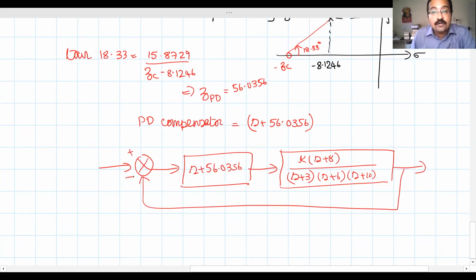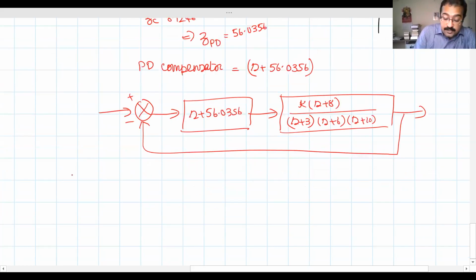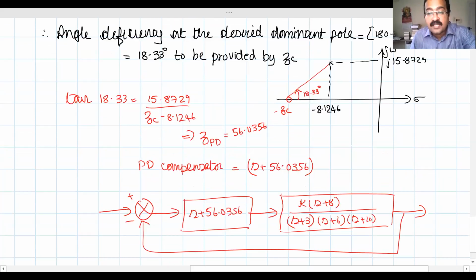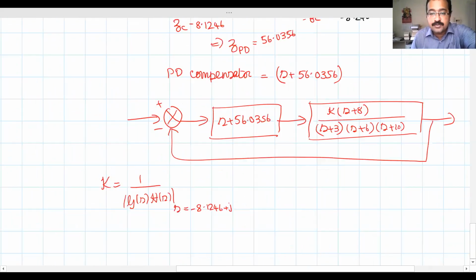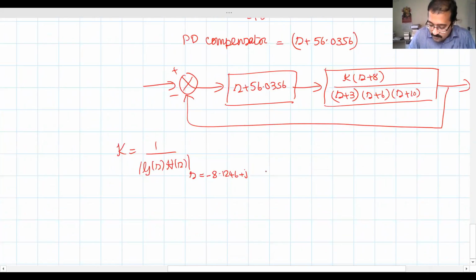So what's the unknown value here? The K. Again, we have to find the K value, using the magnitude condition. K is nothing but 1 divided by the magnitude of G(s)H(s) at the desired dominant pole, minus 8.1246 plus j 15.8729. If you substitute that, you will get K as 5.329.